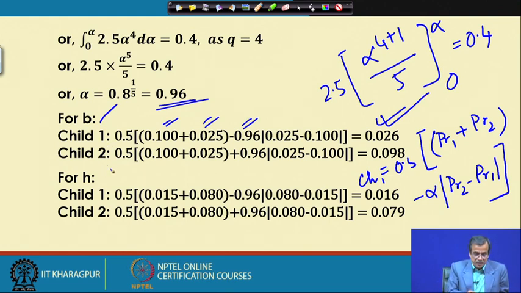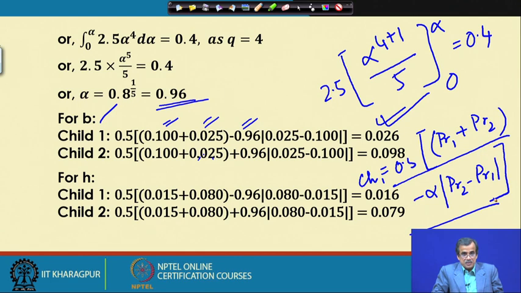Similarly, for child 2, in place of this minus, this will be plus, other things are the same. So, 0.5 into (0.100 plus 0.025) plus 0.96 into the mod value of the difference, 0.025 minus 0.100, that is 0.098. Now, here the philosophy behind using this particular expression is as follows.